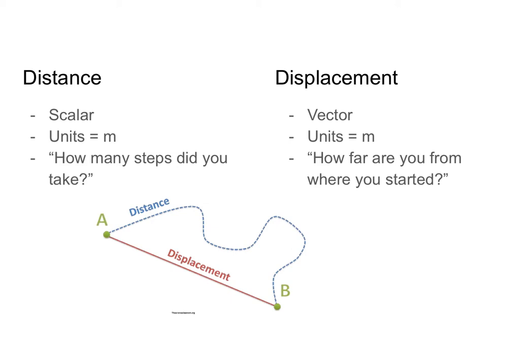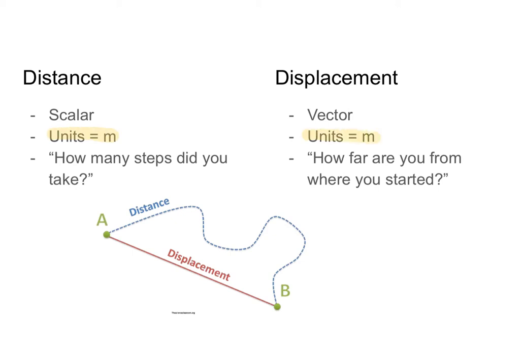Displacement, on the other hand, is a vector. Like distance, it is measured in meters, but our question is really how far away are you from where you started? So again, in our picture, displacement is going to be just the shortest possible route from point A to point B. So I don't really care how I got from A to B. What I care about is how far away am I from my start point. So similarities between these two, they're both measured in meters. And that's really about it.